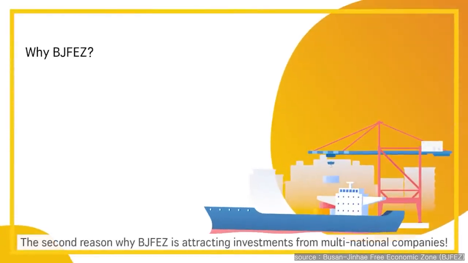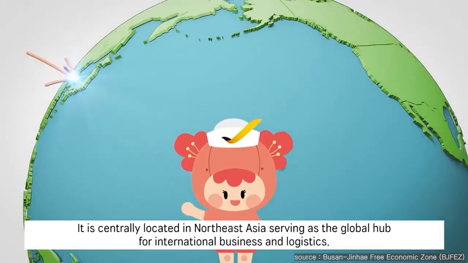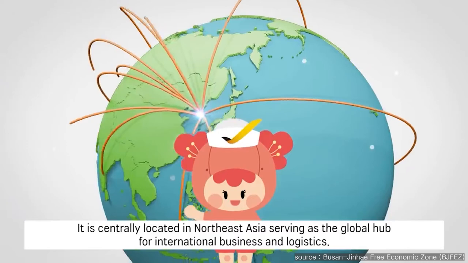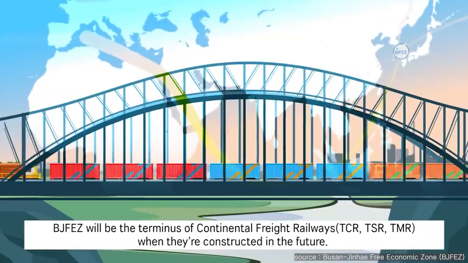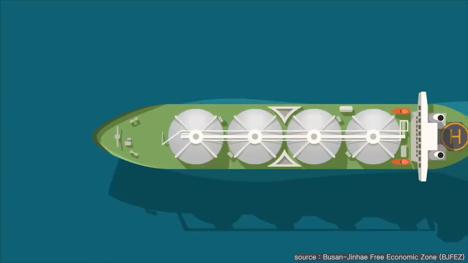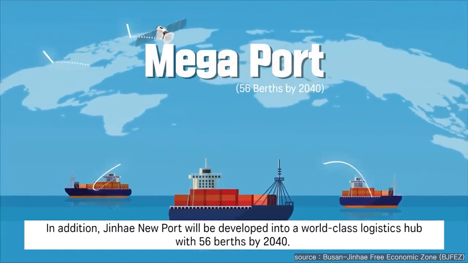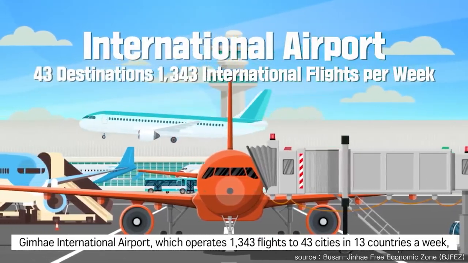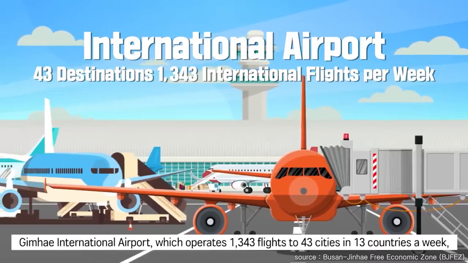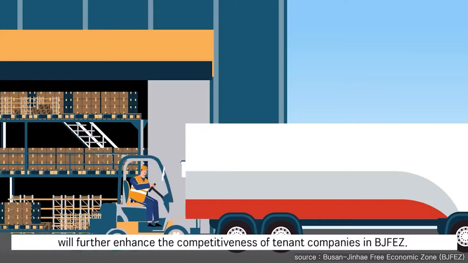The second reason why BJFEZ is attracting investments from multinational companies: it is centrally located in Northeast Asia, serving as the global hub for international business and logistics. BJFEZ will be the terminus of continental freight railways when they are constructed in the future. In addition, Jinhae New Port will be developed into a world-class logistics hub with 56 berths by 2040. Gimhae International Airport, which operates 1,343 flights to 43 cities in 13 countries a week, will further enhance the competitiveness of tenant companies in BJFEZ.